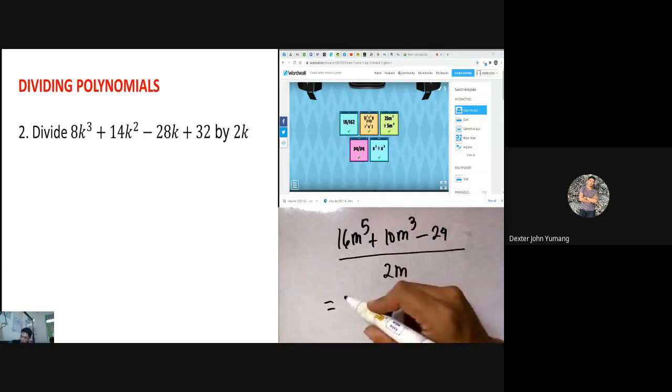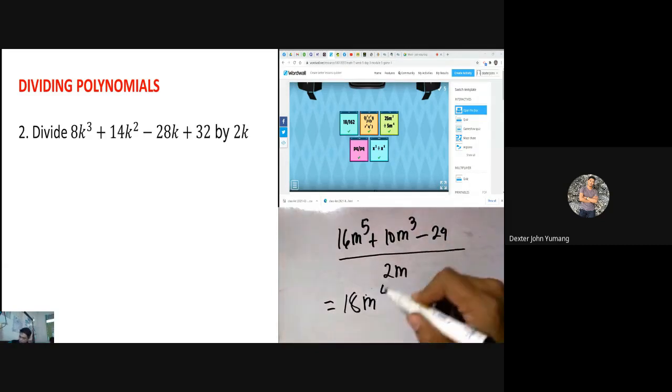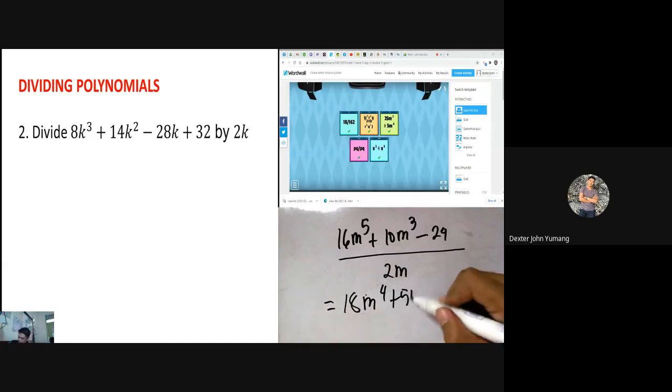16 divided by 2, that is 8m raised to the power of 4 plus 5m squared. Okay, dito na tayo. 24 at saka 2m. Wala mang m dito sa 24. Paano natin i-divide? Ganito yung mangyayari. Isulat nyo lang, minus 24 over 2m. And that is now the answer. Nakuha? Easy.